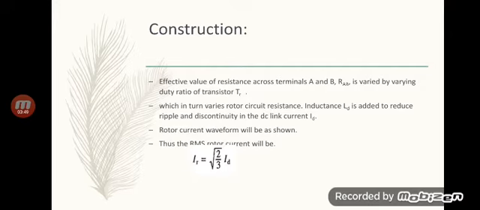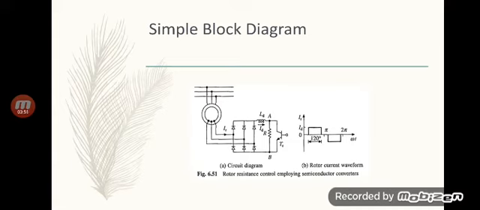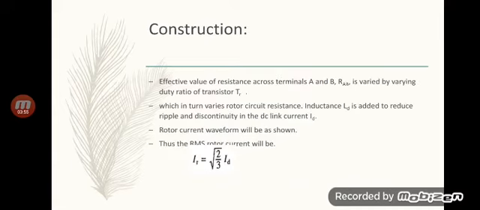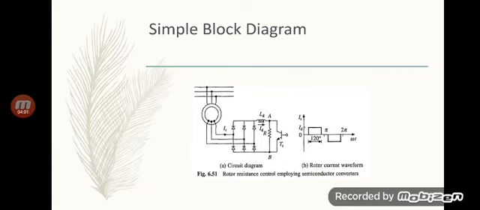Inductor LD is added to reduce the ripple and discontinuity of the DC link current ID. Here this ID has discontinuities, so LD is added.